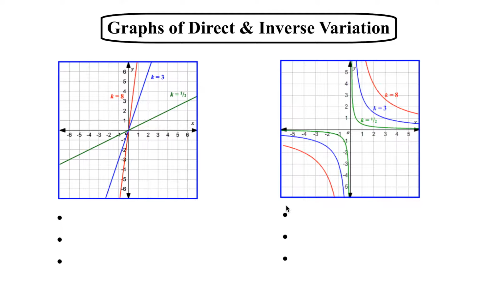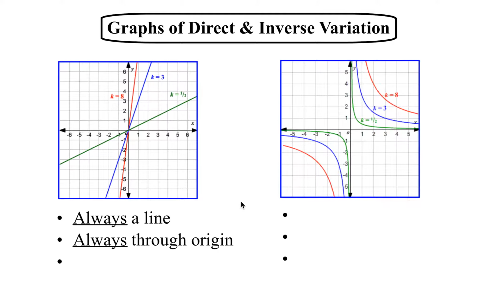So here are some graphs of direct and inverse variation. On the left we have direct variation, and three things that you should notice about direct variation graphs. The first thing is it always graphs as a line. It's always a linear situation, and it always goes through the origin. If you have a graph where it goes through any other point other than the origin as far as your y-intercept, then it is not a direct variation equation. And lastly, it is a linear function.